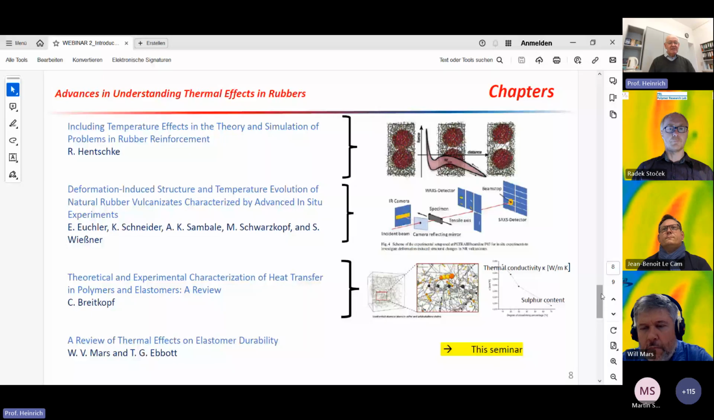So last but not least, also another contribution from the Leibniz Institute of Polymer Research in Dresden, together with researchers from Hereon in Geesthacht near Hamburg. This is a topic about the deformation-induced structure and temperature evolution of natural rubber, characterized by advanced in situ experiments. First author is here Eric Euchler, who is very active at the moment with these techniques.